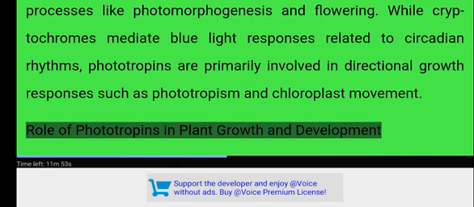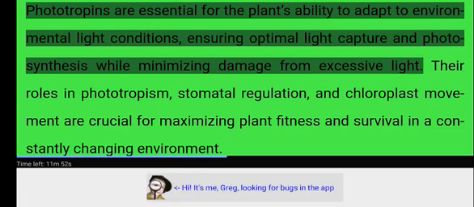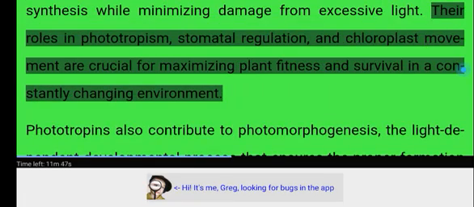Role of phototropins in plant growth and development. Phototropins are essential for the plant's ability to adapt to environmental light conditions, ensuring optimal light capture and photosynthesis while minimizing damage from excessive light. Their roles in phototropism, stomatal regulation, and chloroplast movement are crucial for maximizing plant fitness and survival in a constantly changing environment.